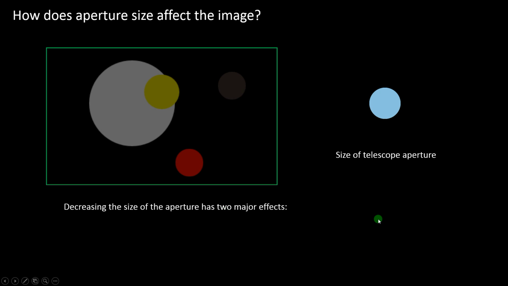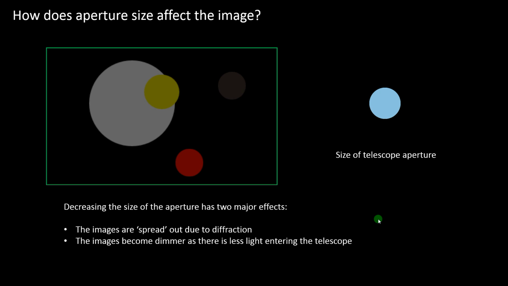So the 2 major effects we've seen are the spreading out of the images due to diffraction. In the real thing, it won't be just simple circles, there'll be slightly more complicated spreading, but it gives you the general idea. And also, which we didn't discuss before, if you make the aperture smaller, you're collecting less light, and that means the whole image gets dimmer, as you can see, that's happened as well.